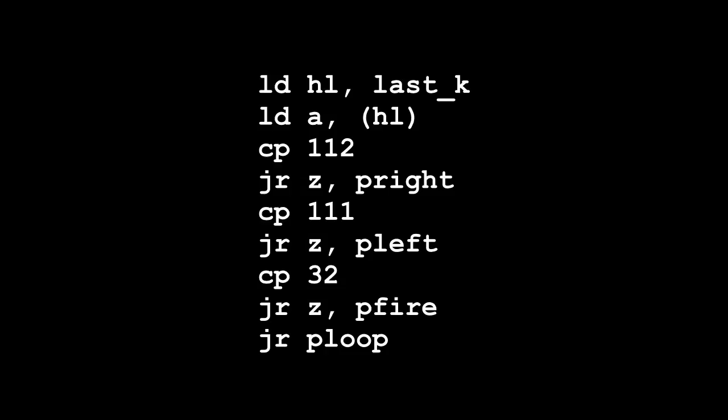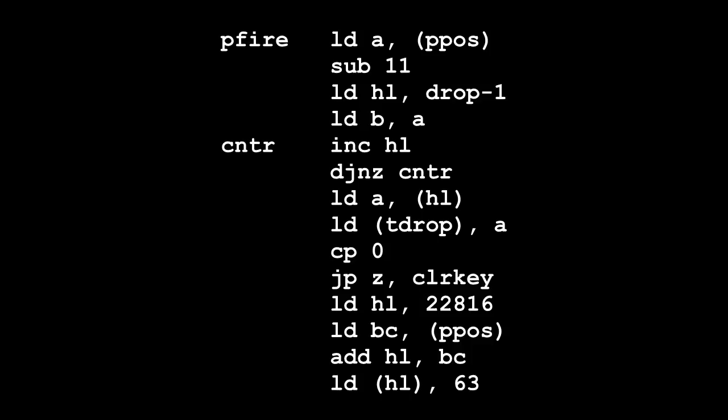So if it happens to be a space, we use JRZ, PFire. That will jump to a memory location called PFire that we are now going to create. I called it PFire just using arcade game conventions, player fire if you like. Here's how PFire begins.